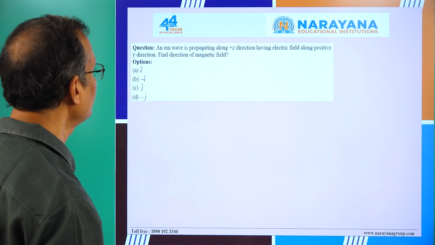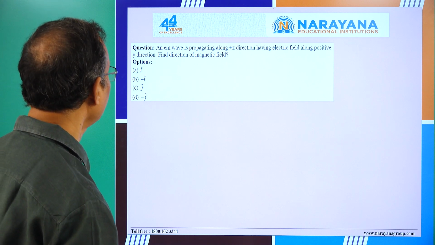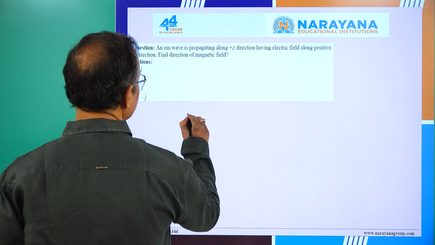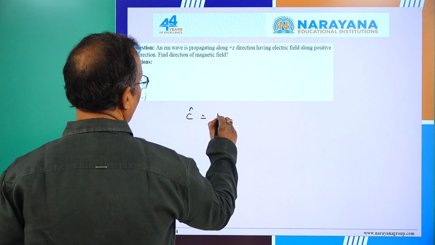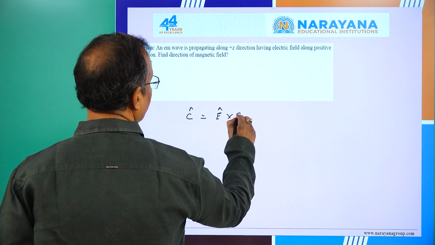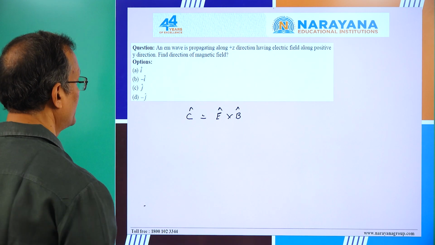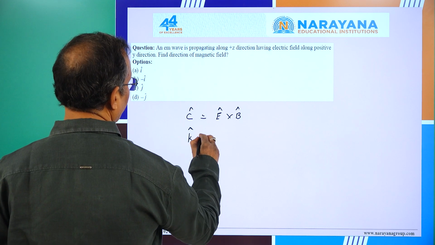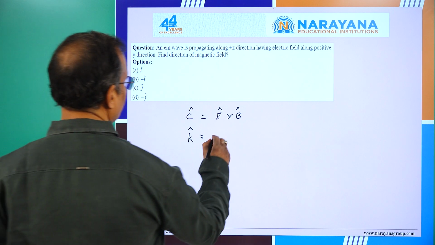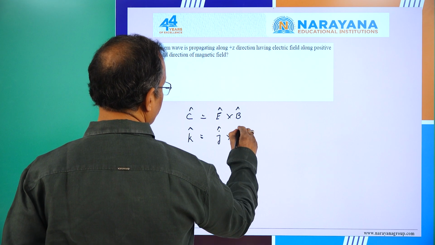An electromagnetic wave is propagating along the z direction, having electric field along the positive y direction. Find the direction of the magnetic field. So you see, C will have the direction of E cross B. I have taken unit vectors. The direction of C they have given you as Z, which means K. The direction of the electric field they have given you as Y, which means J. Now they are asking you the direction of B.